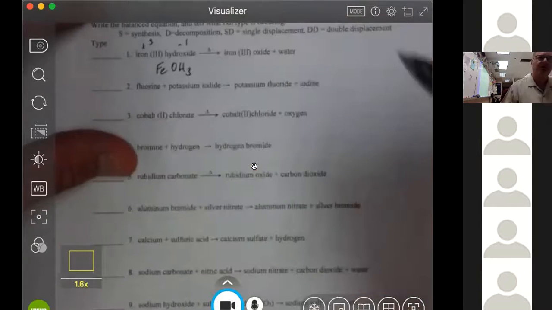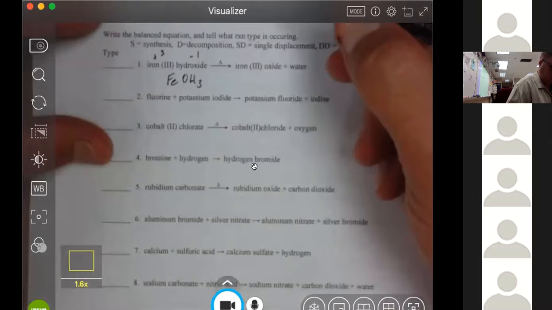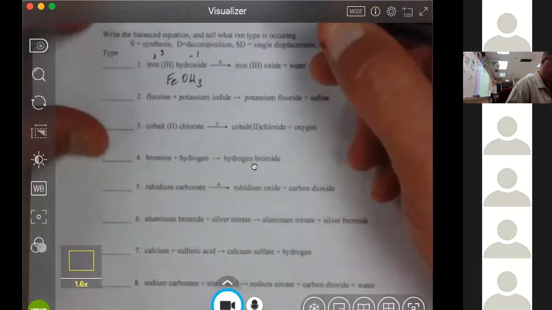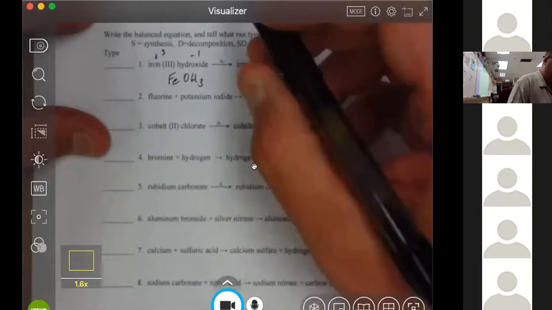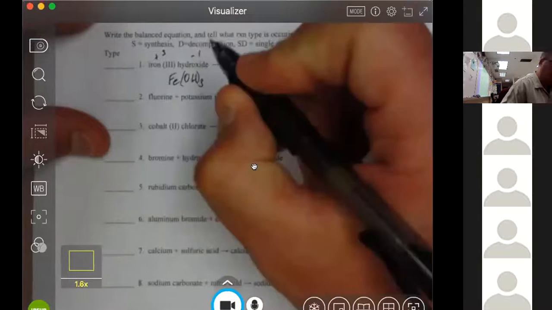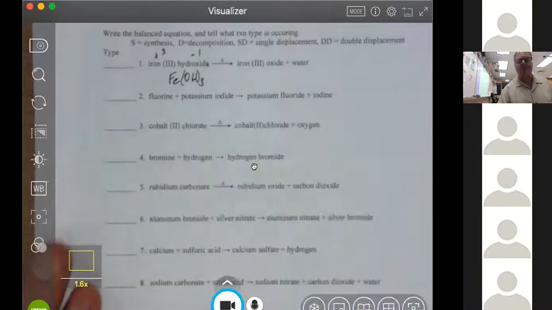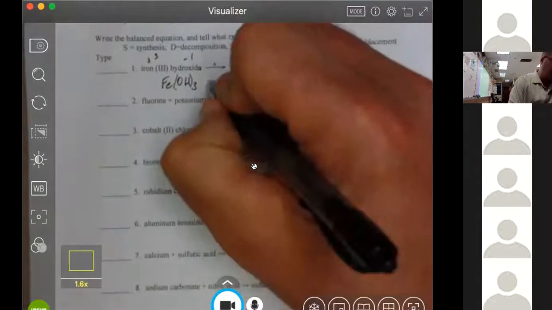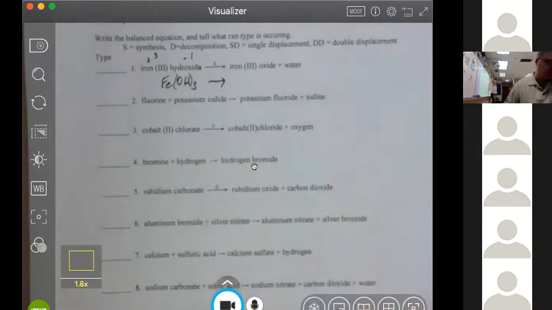But we don't just put the 3 there. We need to put what? Parentheses? Yep, that's correct. Since that's a polyatomic ion, we need the parentheses around. So that is the one reactant.